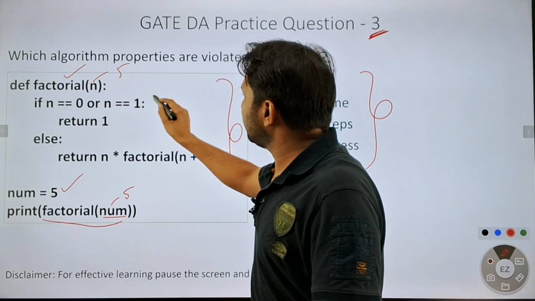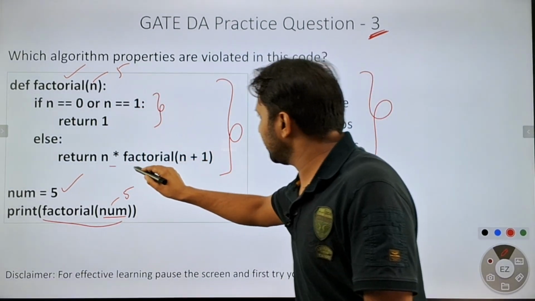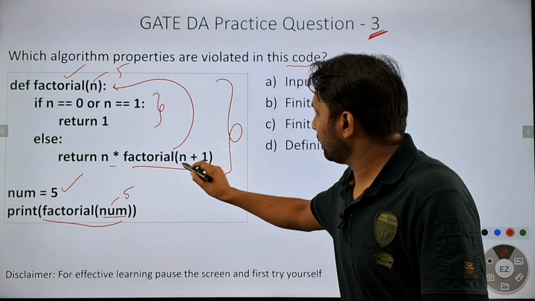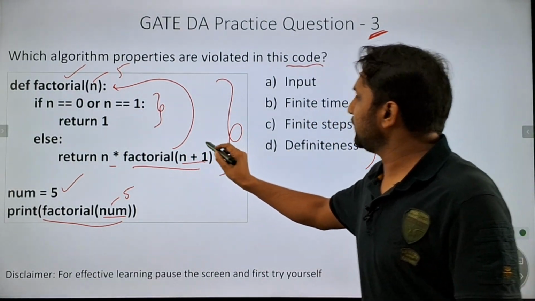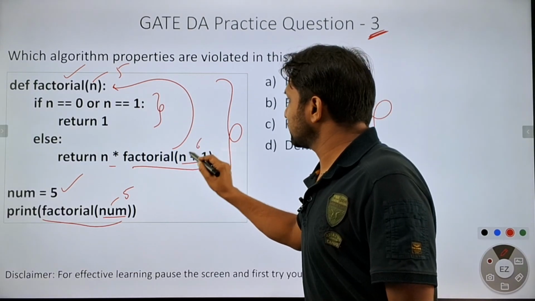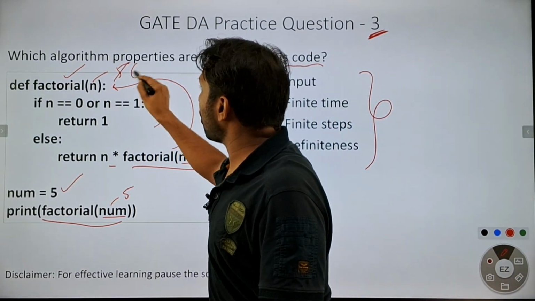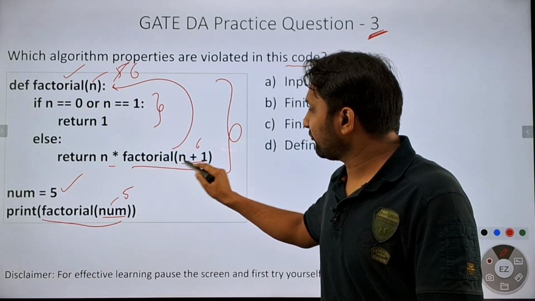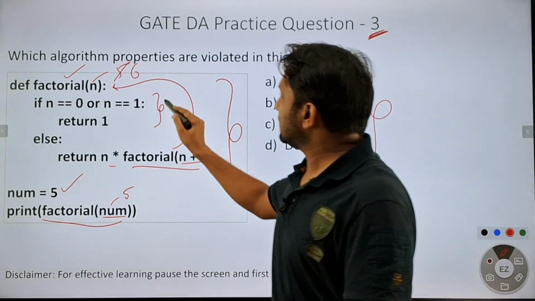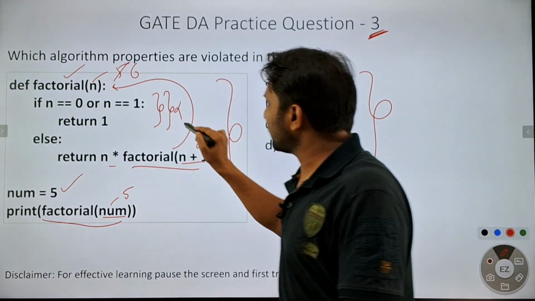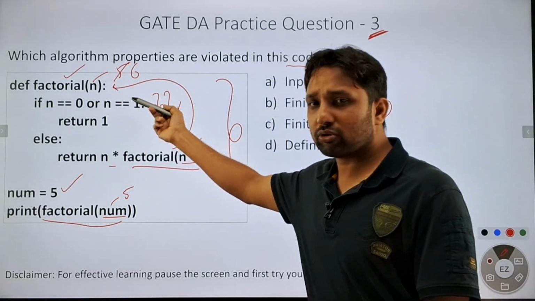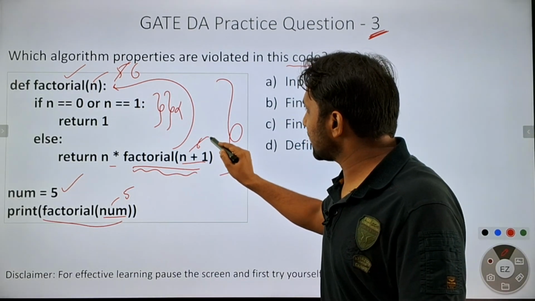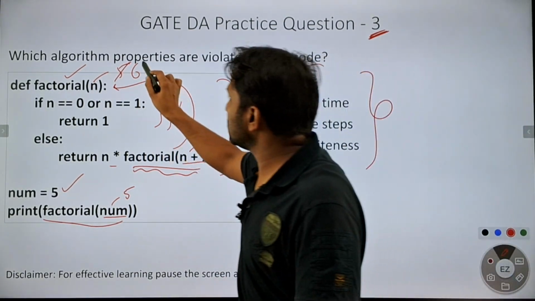When n is 5, this condition is not satisfied. We come over here, we call this function again recursively. We pass the parameter n plus 1, meaning 5 plus 1, so 6 we will pass. So again we are calling this function from here. It's a recursive call with the value 5 plus 1, 6. This condition will again not be satisfied because the n value should be 1 or 0. We come back over here. This time we will pass 7, 6 plus 1, and call this function again.